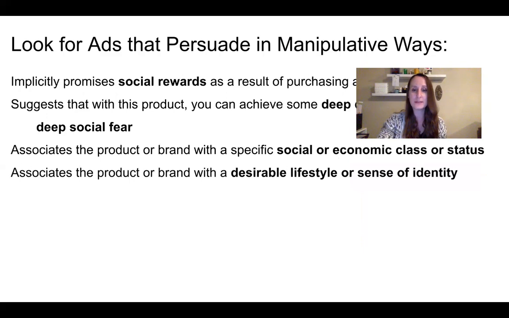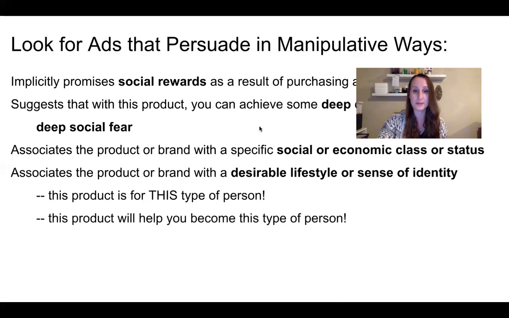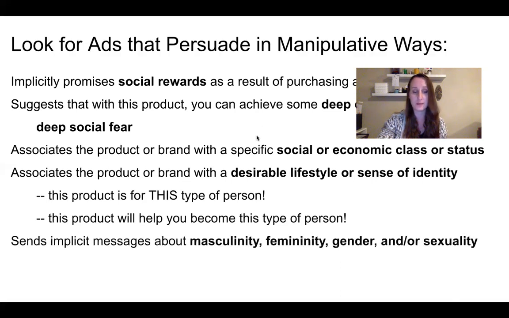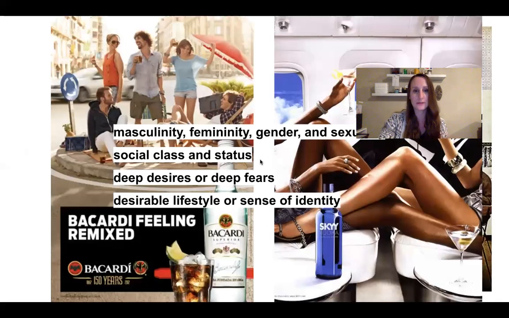Associates the product or brand with a desirable lifestyle or sense of identity. So this is sort of who we want to be, and that's why we feel connected to the brand. This product is for this type of person. This product will help you become this type of person. And also very common, probably every ad that has a man or a woman, or anybody, right? An old person, a young person, sends implicit messages of what it means to be a real man, what it means to be a real woman, or sexuality, like promises of sexual rewards or something like that.